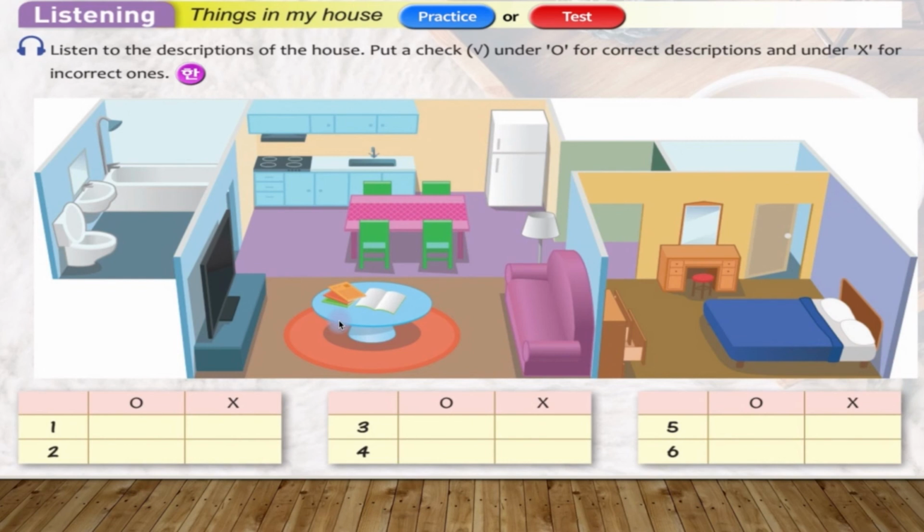And number 4, there is a refrigerator next to the stove. There is a refrigerator next to the stove. So is it correct or incorrect? And number 5, there is a shower in the bathroom. There is a shower in the bathroom. Is this correct or incorrect for number 5? And the last one, number 6, there is an armchair in the living room. There is an armchair in the living room. So number 6, is it correct or incorrect? You mark those. So that's the end of the listening.